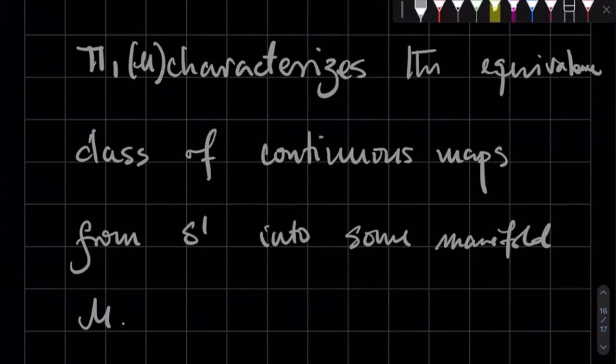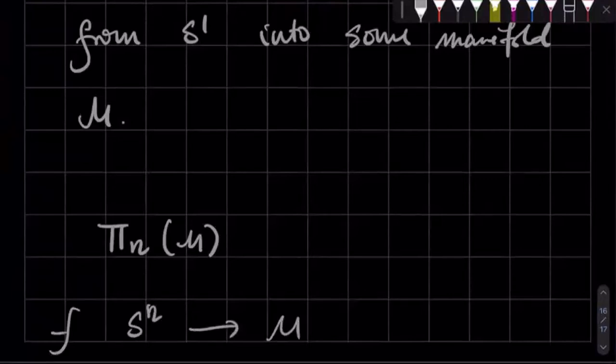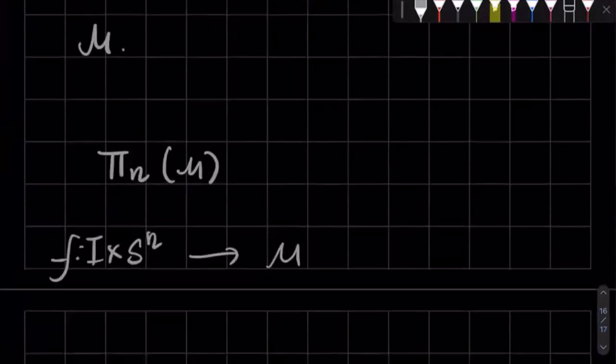Okay, this can be generalized to Sn. These would be maps from Sn to some manifold, with some parameter space.